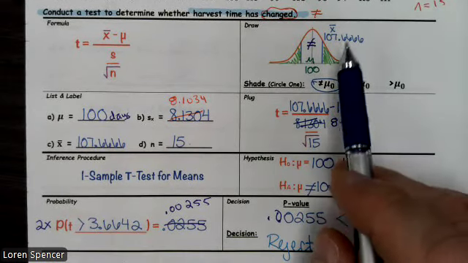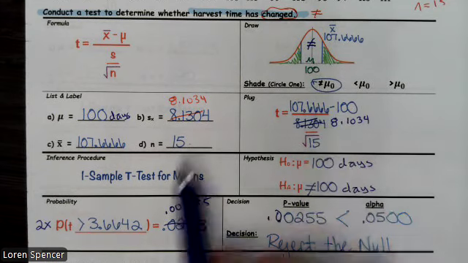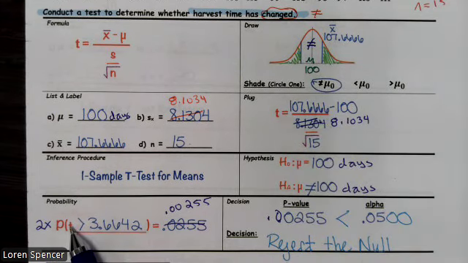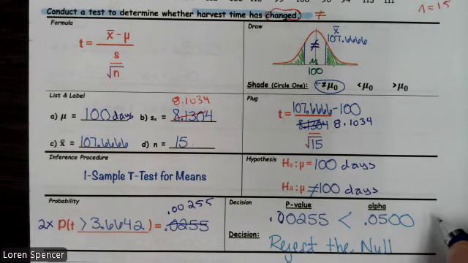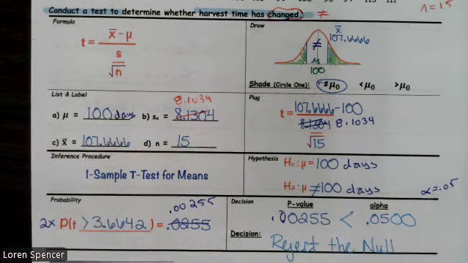A couple things to make sure of. If it's two-sided, make sure you put a 2 times out front of the p-value. And anytime our p-value is less than alpha, which is 0.05, we reject. Now they didn't give us an alpha. If they don't give you an alpha, just assume that alpha is 0.05 if one is not provided for you.